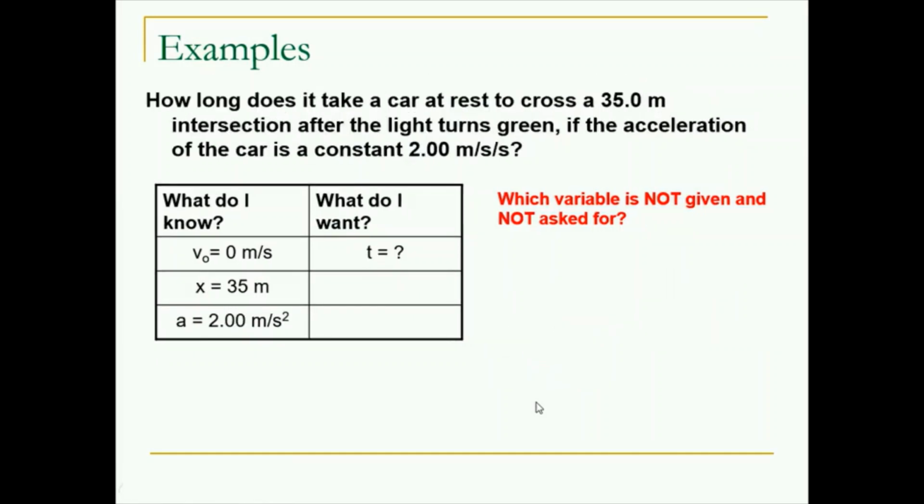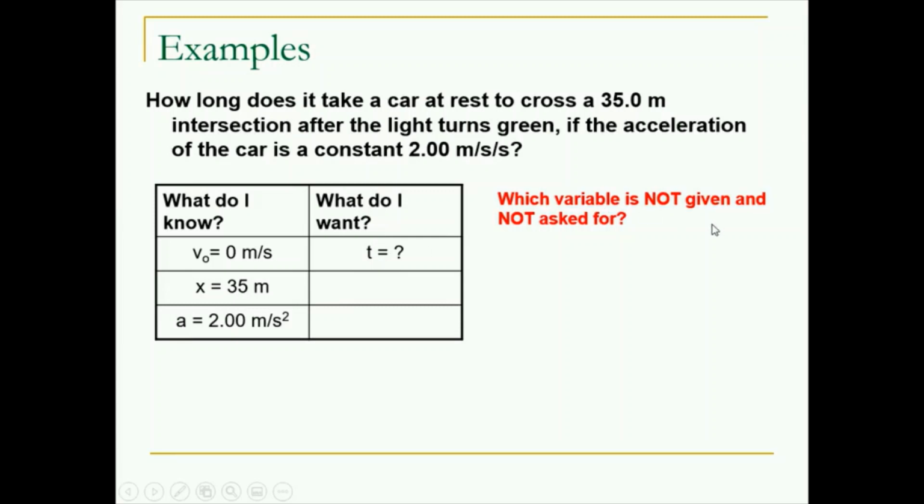Another one, how long does it take a car at rest, which means it starts from 0, to cross 35 meters after the light turns green if the acceleration is constant at 2.00 meters per second squared? So I just wrote down what variables do I know. I know initial velocity is 0 because it says it starts at rest, and rest means 0 velocity. My distance is going to be 35 meters. My acceleration is going to be 2 meters per second squared, and time I don't know.